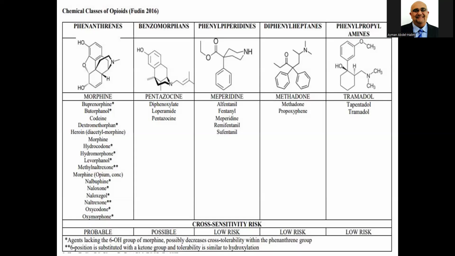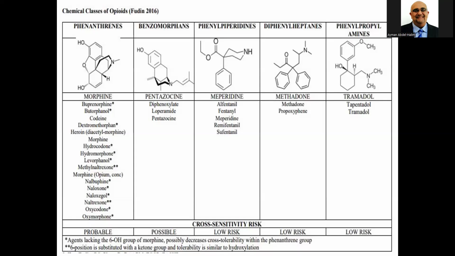Benzomorphins are basically drugs like diphenoxylate and loperamide, which we use for diarrhea and constipation. And then meperidine-like drugs such as fentanyl and others: remifentanil, alfentanil, sufentanil. Diphenylheptanes: methadone and propoxyphene. Propoxyphene is not used anymore. It was a weak opioid in the class 2 category of the WHO, like codeine. But for many reasons they decided to stop it, because there are other alternatives and also because of the side effect profile of propoxyphene. Methadone is used for addiction and also for chronic intractable pain, whether it's cancer or non-cancer.